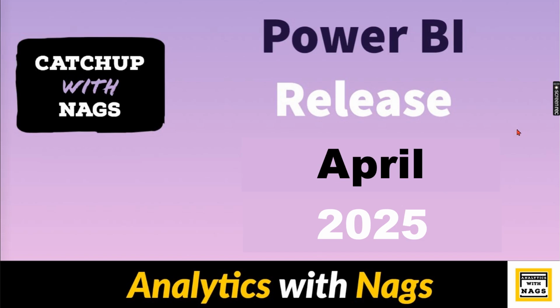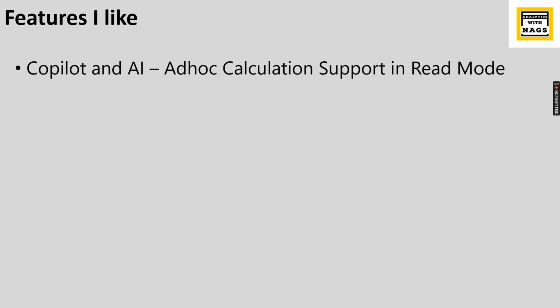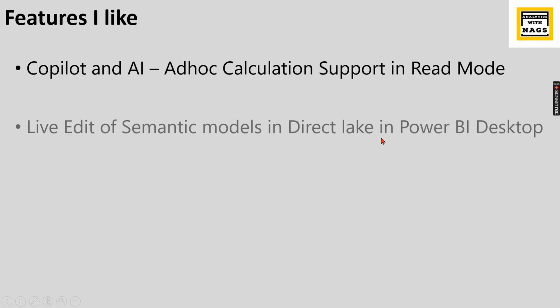In this video, I'm going to talk about the Power BI release of April 2025, as part of this Catch Up with Nags series. As usual, I'm not going through all the features, just the important features I like as part of this release. First, Copilot and AI add a calculation support in read mode. Earlier it was supported only in the edit mode. Now we can have add a calculation support using Copilot and AI in the read mode as well.